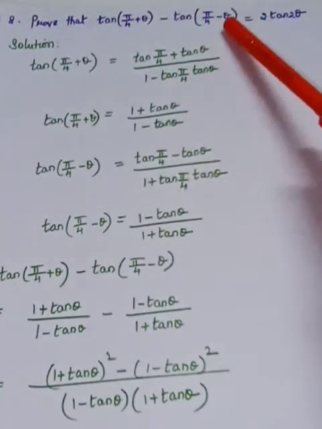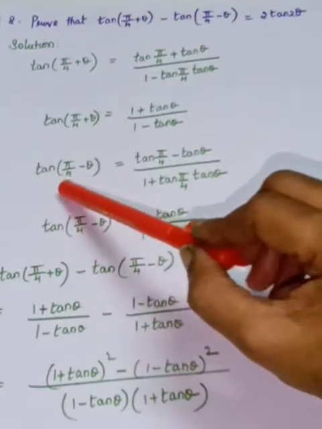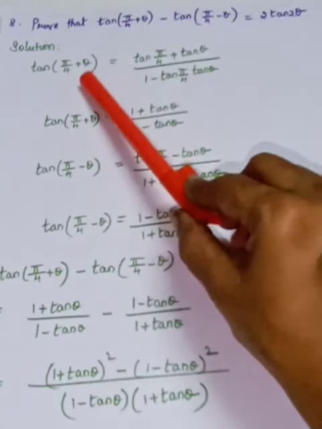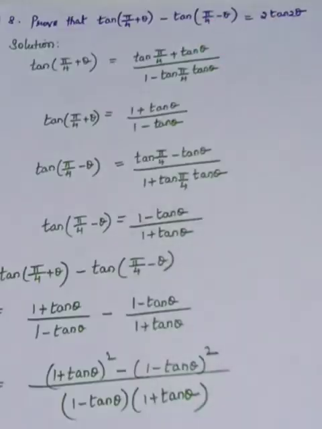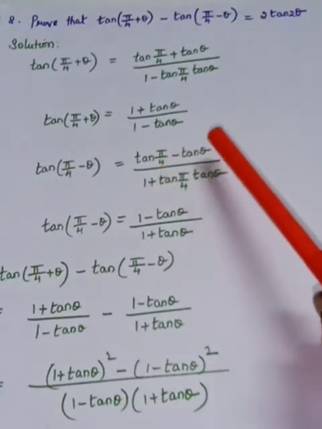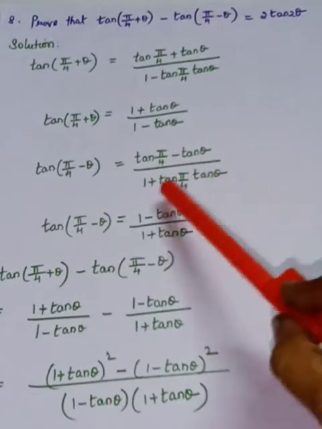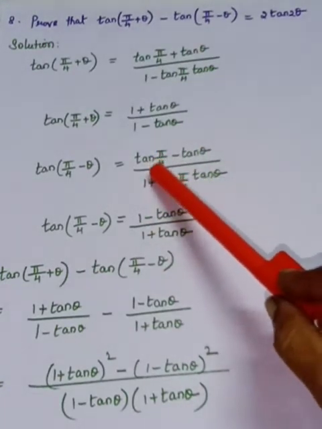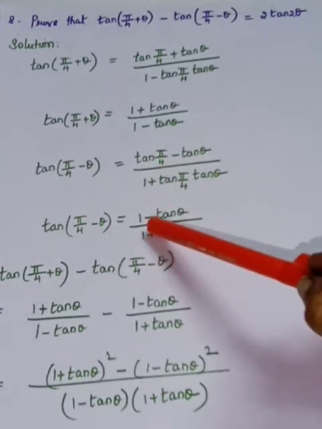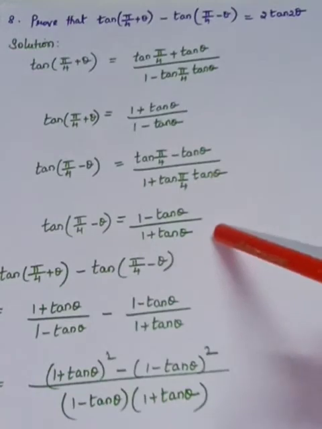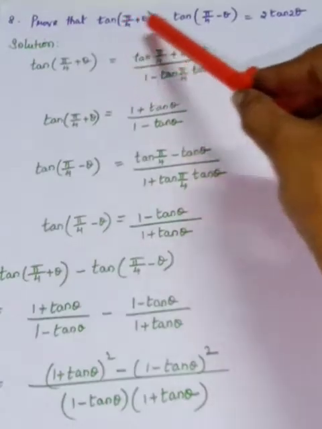In the same way, take the second term, tan of pi by 4 minus theta. So here, the tan a plus b identity you have used. Here you have to use the a minus b identity. So what has to come? Tan pi by 4 minus tan theta divided by 1 plus tan pi by 4 into tan theta. So in the place of tan pi by 4 you have to write 1. So it is 1 minus tan theta divided by 1 plus tan theta. So we have found the first term and the second term.